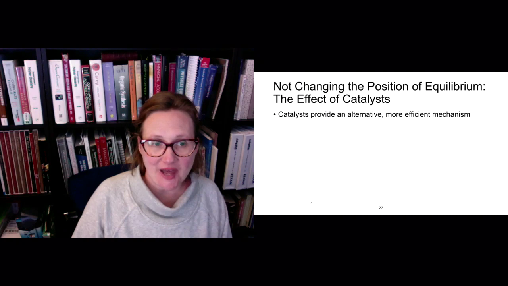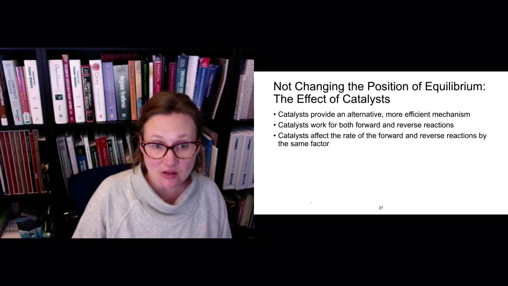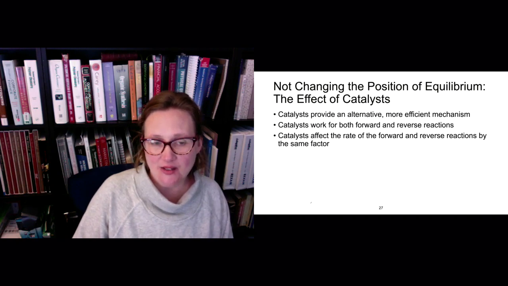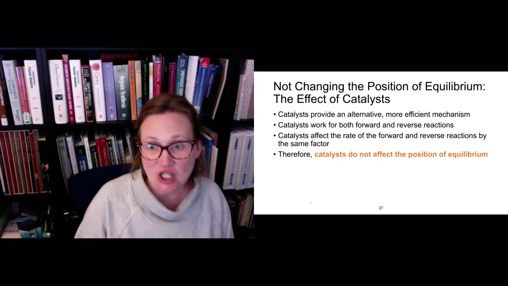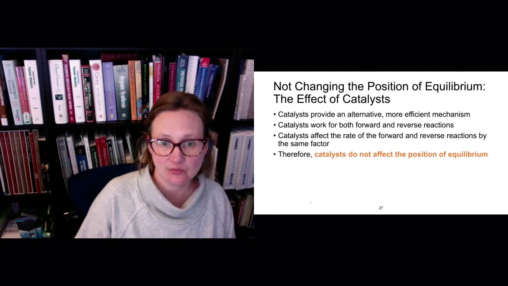All right, what about a catalyst? The catalyst is a bit different because a catalyst provides an alternative mechanism. And so catalysts can work in both the forward and reverse reactions, and they affect the rate of forward and reverse reactions by the same factor. So therefore, adding a catalyst does not change the equilibrium. Even though we're changing the mechanism, it's not going to change the position of the equilibrium.